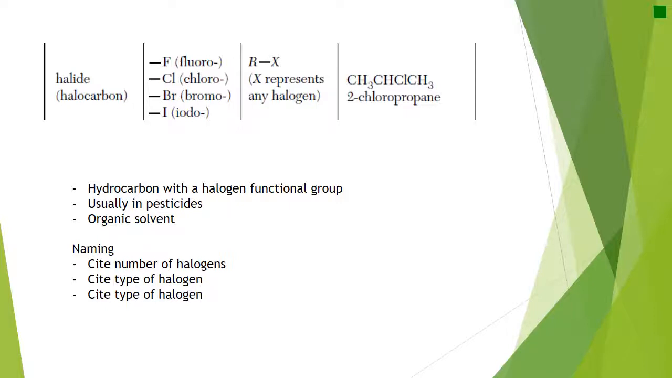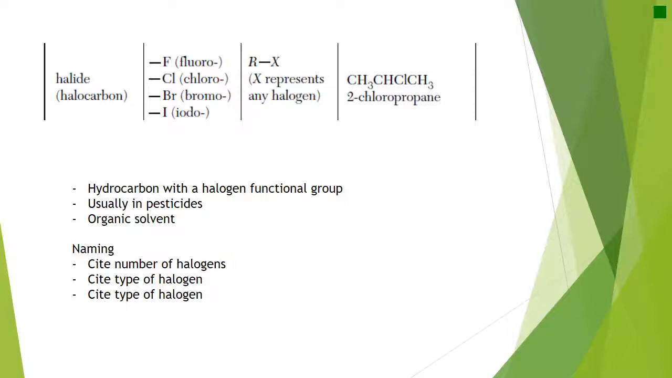A halide is a hydrocarbon with a halogen functional group. So that would mean one or more hydrogens are replaced with either fluorine, chlorine, bromine, or iodine. Multiple halogens can be used, and you can have one or more halogens within that halide. So in order to write out a halide, you have to cite the number of halogens, which ones they are, and where they are.